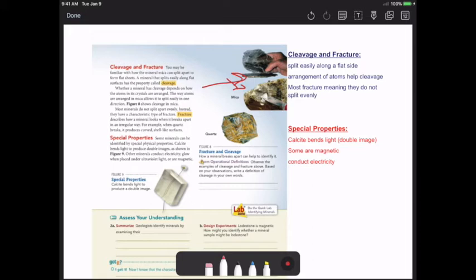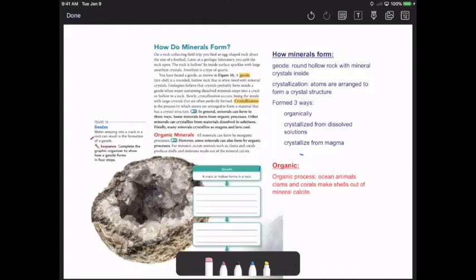All right, last thing is special properties. A lot of minerals have some special properties to them. So calcite, if you notice right here, can bend light, and when it bends the light, there'll be a double image inside of it. So you can see that there's a double image of that stem. Some conduct electricity, and some are magnetic.